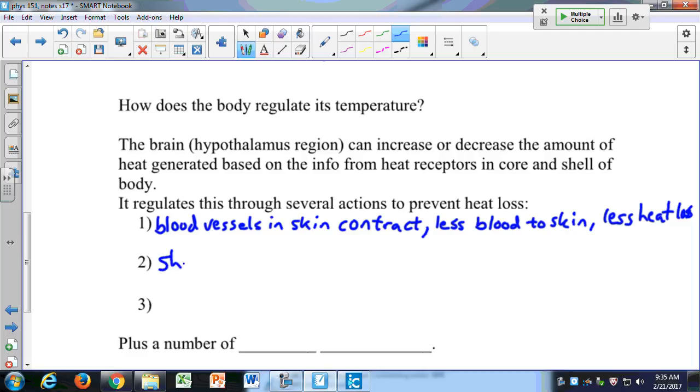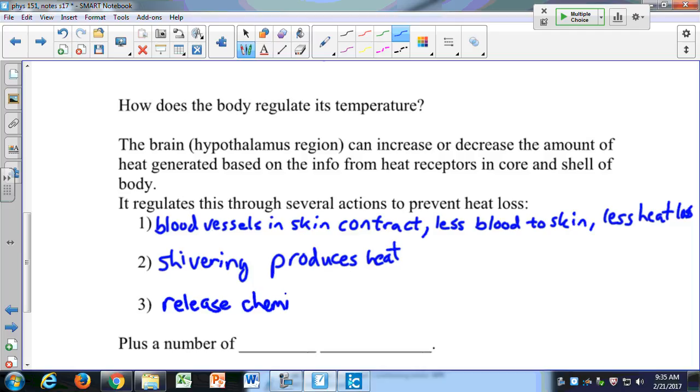Shivering. This is just a physical activity. It's involuntary again, of course, but it produces heat. And then also your brain can release chemicals to increase your metabolic rate. This is going to be your basal metabolic rate, right? Just how much energy is required to live.